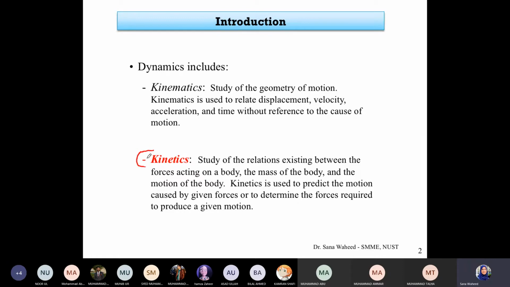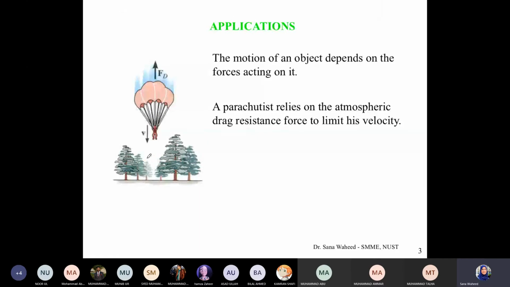Today we're going to start to look at the forces, and later on the moments, which are causing a particular type of motion. Why this may be important: for example, if we already know that we need a particular type of motion, let's consider this example of a parachutist.